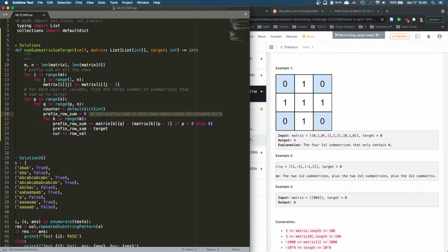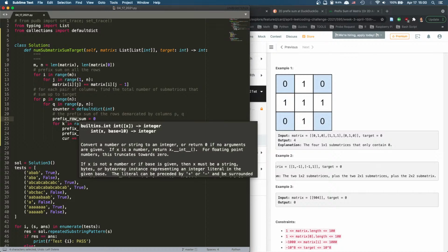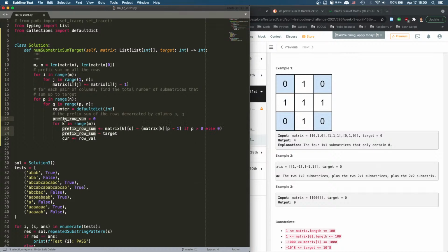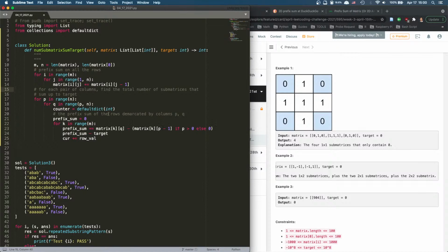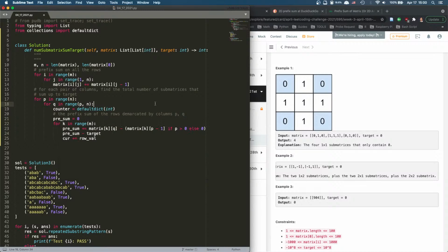Then we know what it is. Prefix row sum. I just call it prefix sum. Let's call it prefix sum, to save some space. Let's call it p-sum. Pre-sum. Call it pre-sum is this. Then pre-sum minus target, we're going to say a result.